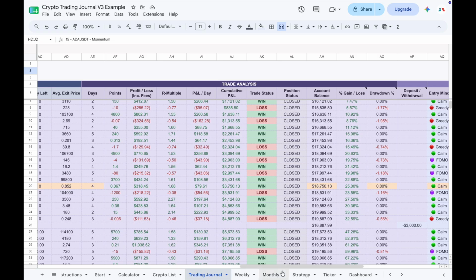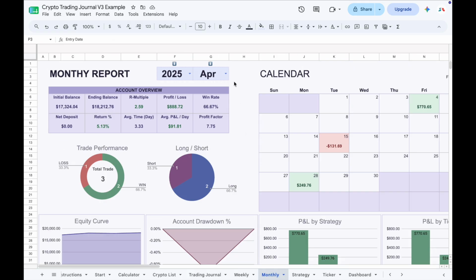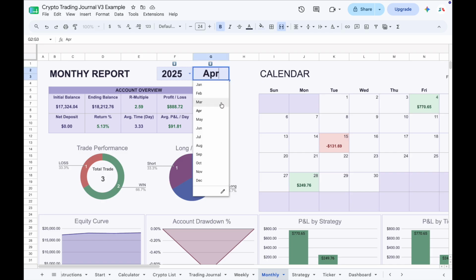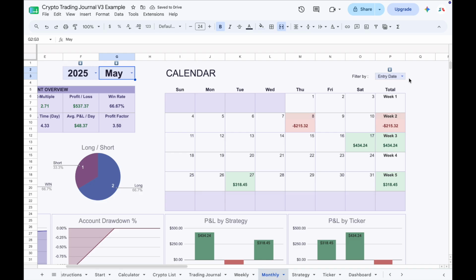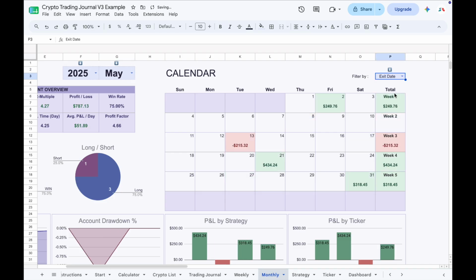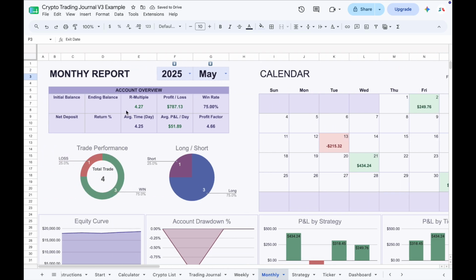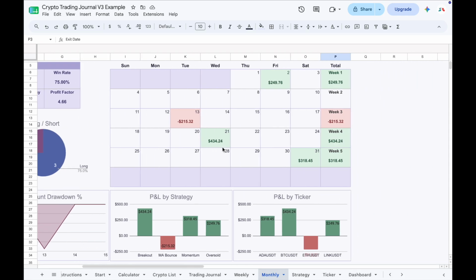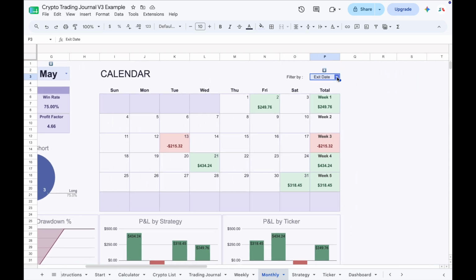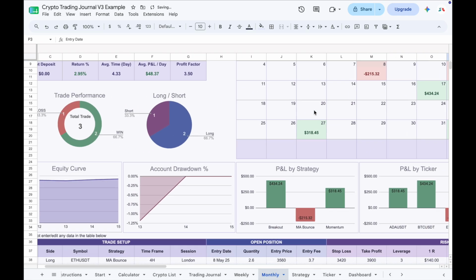Next, let's look at the monthly report. Choose the year and month you'd like to review, then decide whether to analyze trades based on their entry date or exit date. You'll instantly get a summary showing total profit and loss, total R multiple, win rate, performance by strategy, performance by trading symbol, long versus short distribution. The calendar displays your daily profit and loss, while the table below lists every trade taken during that month.